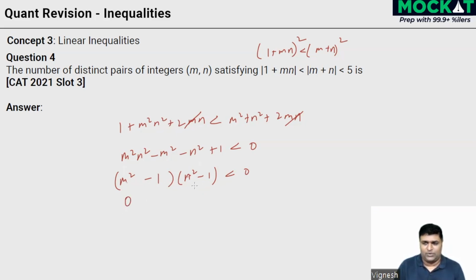Now, what about the other one? How do I ensure that that is positive? I don't want it to be 0. I don't want it to be 1 either, right? Because that will make it 0. 1 square minus 1 is 0. I need it to be 2 or more, right?